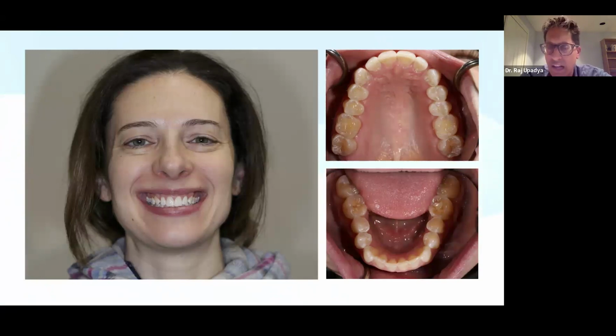slightly omega shaped arch forms developing. You can see the narrowness in the posterior. You can see how the anterior is starting to flare out a little bit. Also, you can see the spaces that have developed, which were not there apparently. And you can see the loss of enamel on multiple of her posterior teeth.